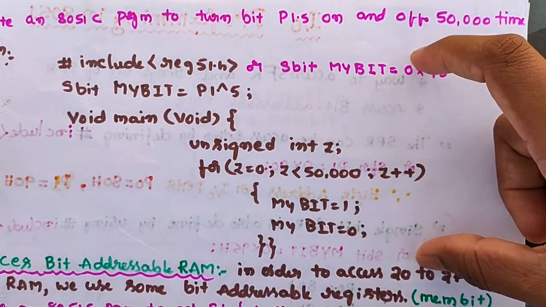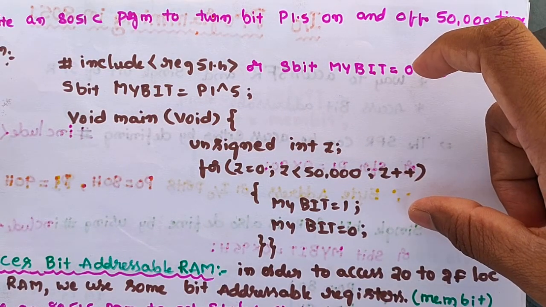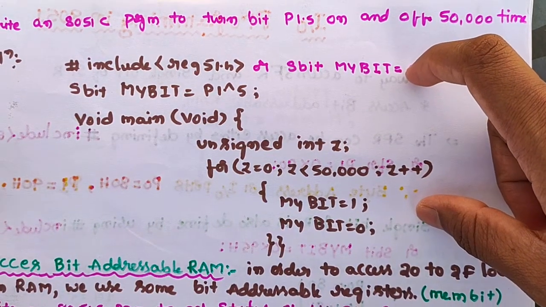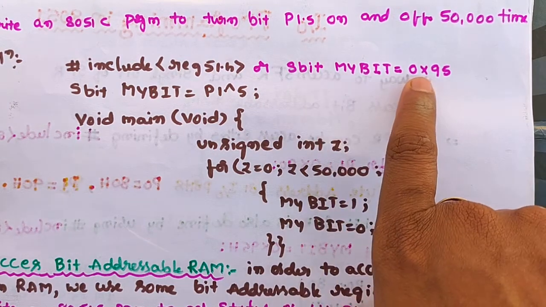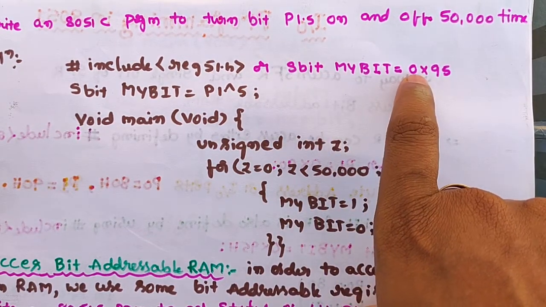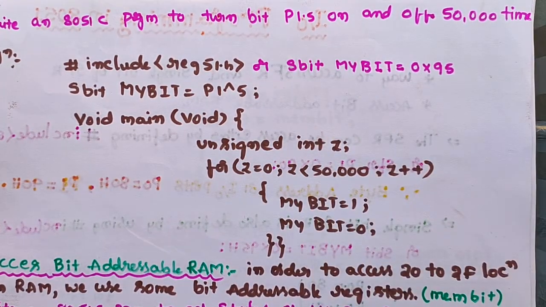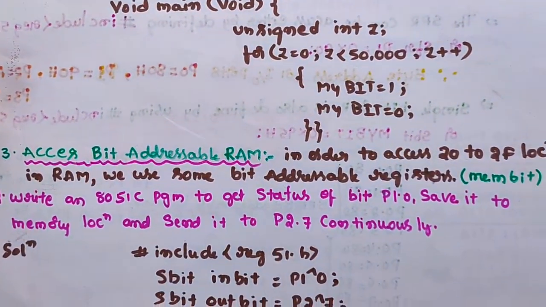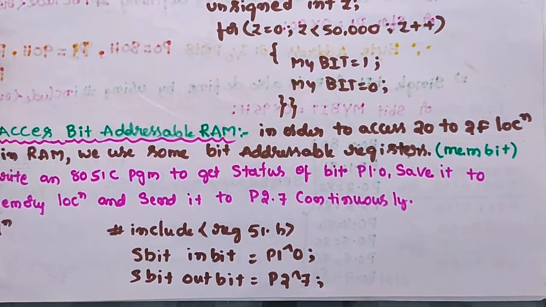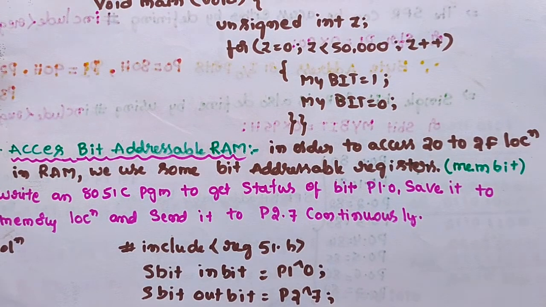So this is a simple C program to demonstrate how to define the sbit or port pins in an 8051 C program. Similarly, how to access bit addressable RAM, how to access the RAM location in 8051. So this program will demonstrate that.